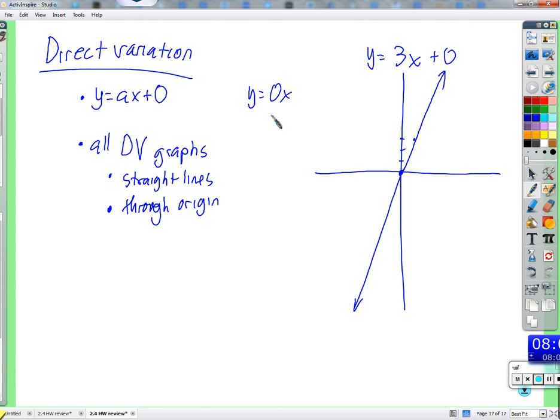Can they always be positive or also negative? Should be negative? Y equals negative 2. Graph that. That again goes to the origin, down to the right. There we go.